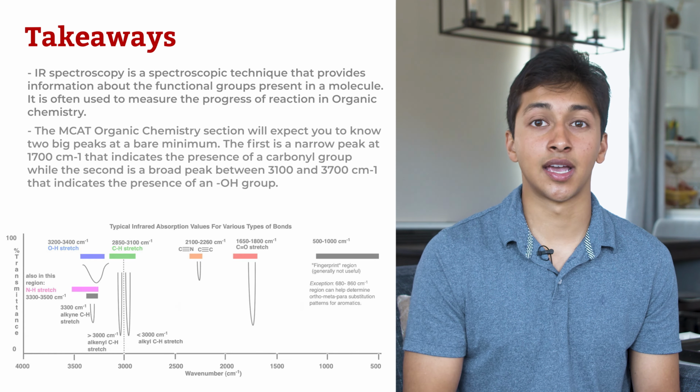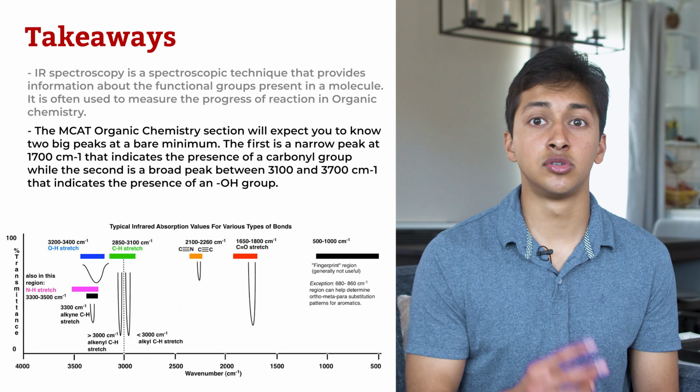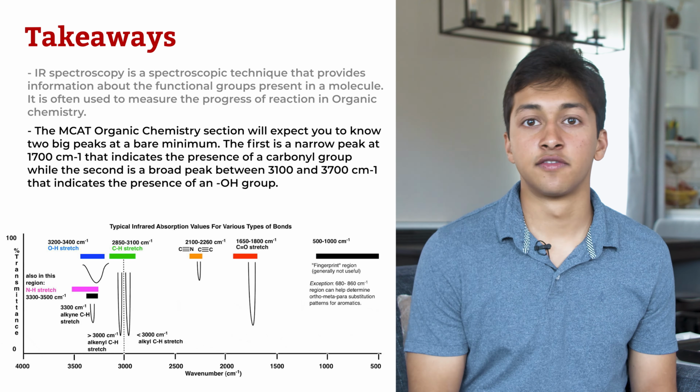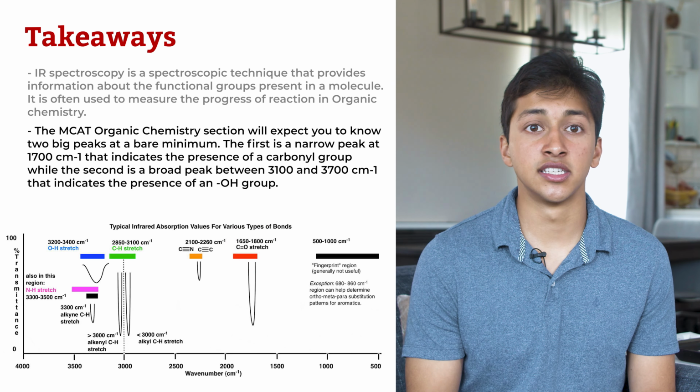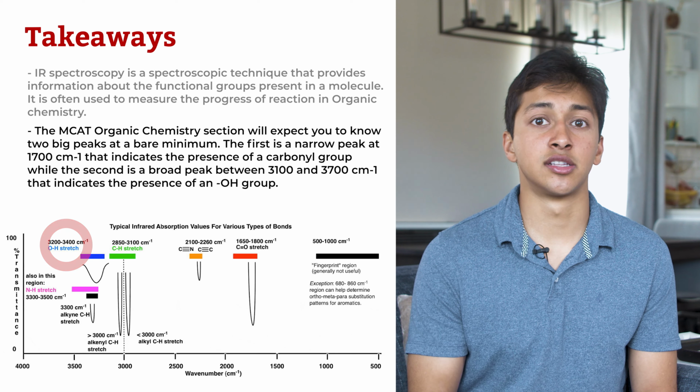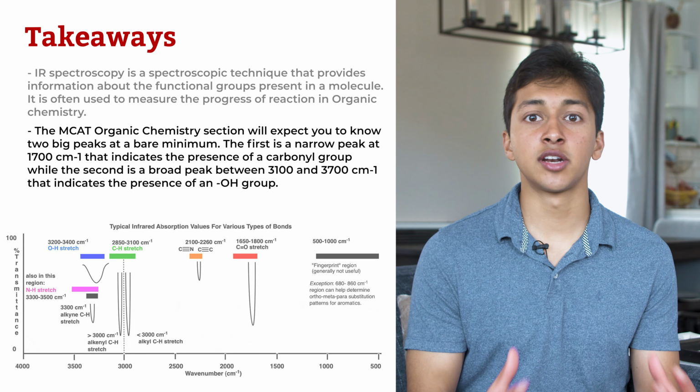The MCAT Organic Chemistry section will expect you to know 2 big peaks at a bare minimum. The first is a narrow peak at 1700 wave numbers that indicates the presence of a carbonyl group, while the second is a broad peak between 3100 and 3700 wave numbers that indicates the presence of an OH group. Let's look at a practice question.